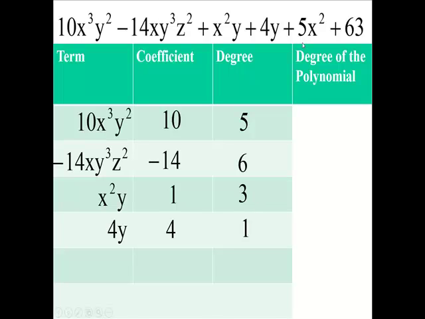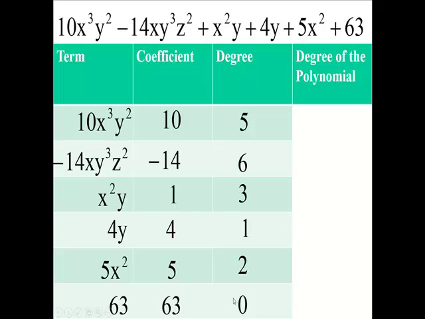Next one, we're on the 5x squared. The coefficient is the 5, and how many letters do you have? That's x times x, or 2. And then we have our 63, okay? That is the coefficient. How many letters do I have here? So, well, I don't see any letters. Yeah, so how many is none?